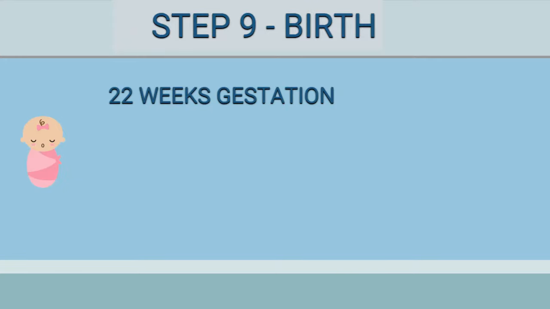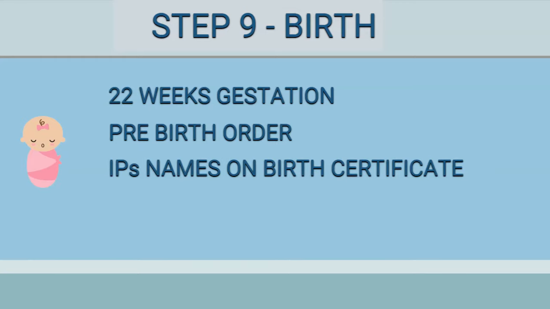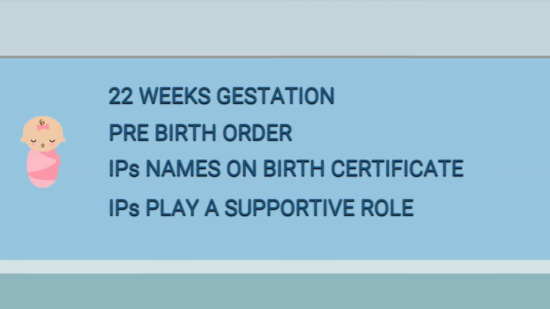Step 9. Birth. At about 22 weeks gestation, the attorney will file a pre-birth order with the court that will ensure the intended parents' names will go on the birth certificate as the baby's parents. When you go into labor, the intended parents will meet you at the hospital and play a role that you are comfortable with in the delivery process.